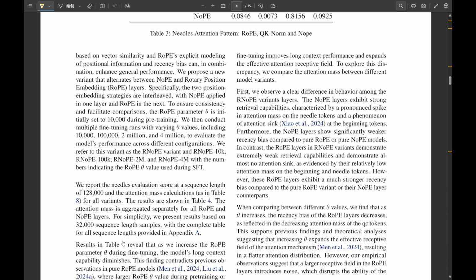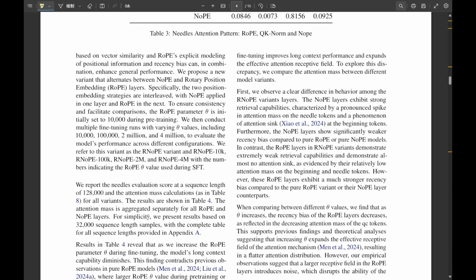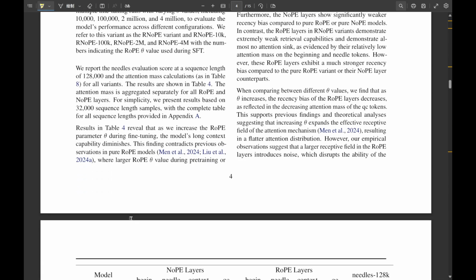And they cleverly put the needle right in the middle, didn't they? Which is known to be a tough spot. Exactly. It hits that lost in the middle problem where models sometimes struggle to retrieve info that's neither at the very beginning nor the very end. So what did this attention analysis reveal? Yeah, what did they see? Well, first off, all three types, ROPE, NOPE, QK norm, struggled to keep strong attention on the needle as the overall sequence got longer. That's a common challenge, confirms the difficulty.